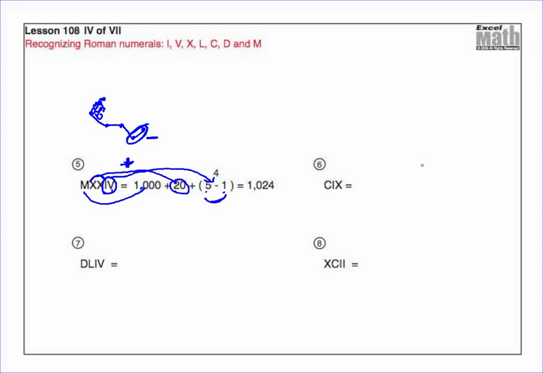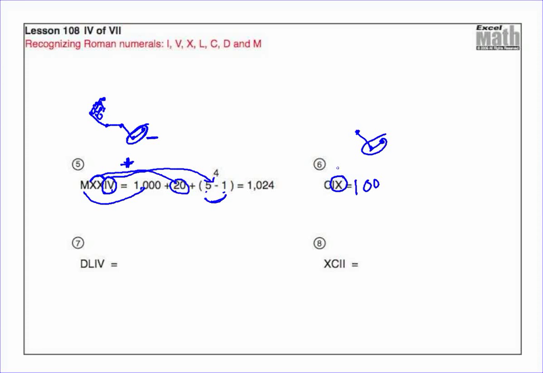All right, let's try number 6 together. You write this on your paper. C is 100. Put a dot right here. I is 1, so we definitely went downhill from 100 to 1. But X is 10, so that's going up. And I want to circle that part. Actually, let's connect the dots. Circle the part that's going uphill. Circle the same part on the actual Roman numeral that represents that uphill part. And then we're going to write our math equation.